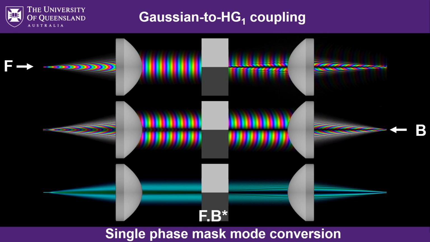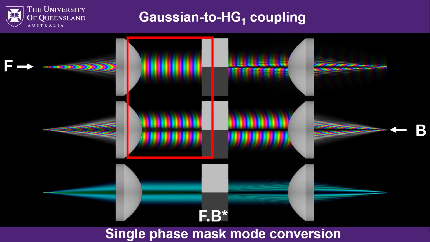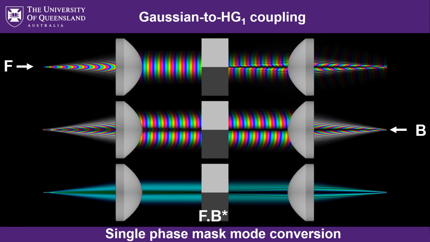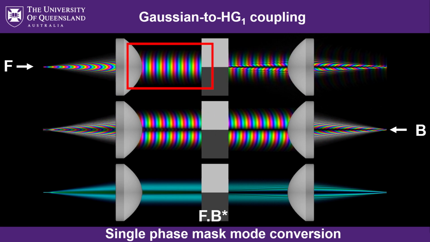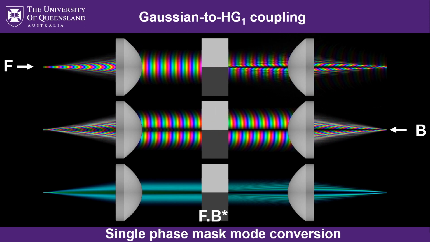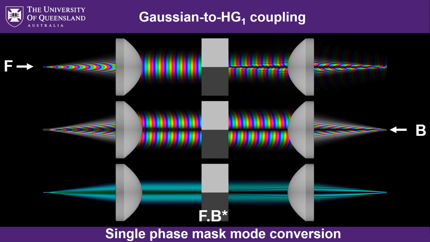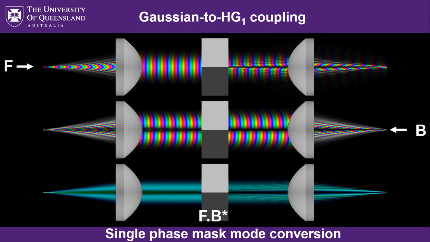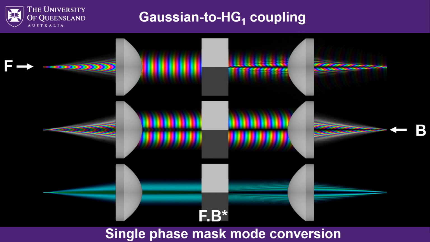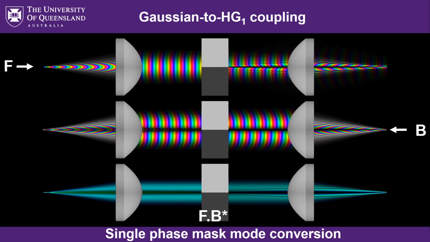We can match the phases between the modes using the phase mask, but we can't fix the difference between the amplitude distributions of those two modes. The Gaussian has a peak at the center, the HG mode has a null at the center, and the phase mask can't fix that. It can't put amplitude where there is no amplitude, it can only align the phases. As a consequence, some loss will be incurred. It's not a lossless transformation between the two modes, it's only approximate.